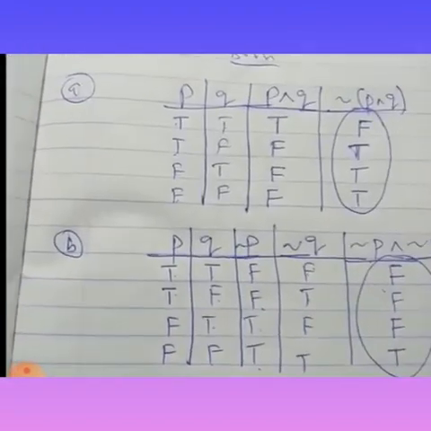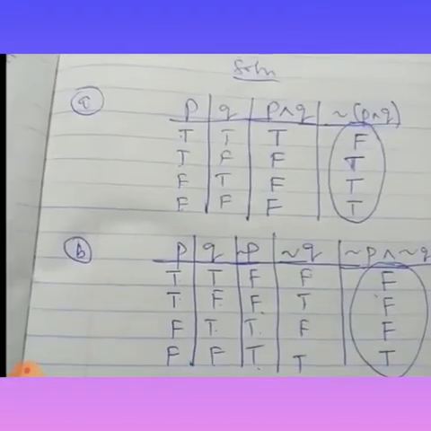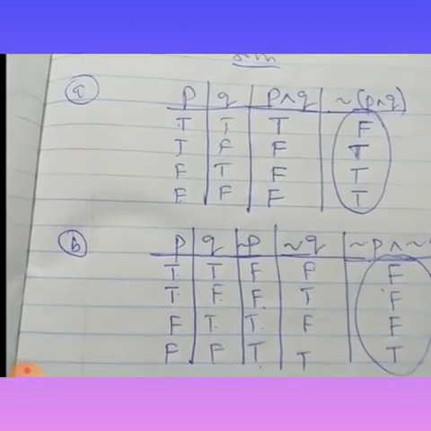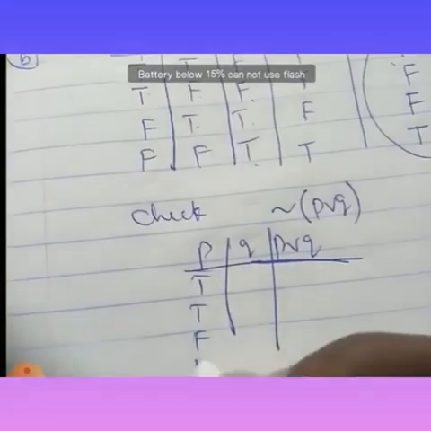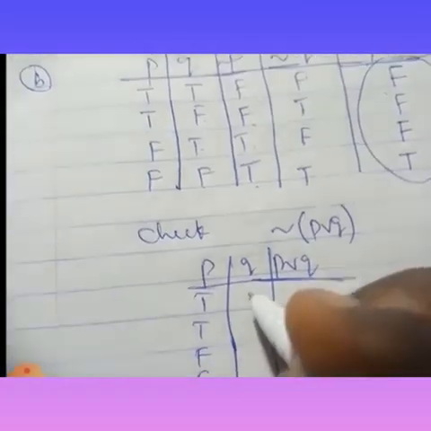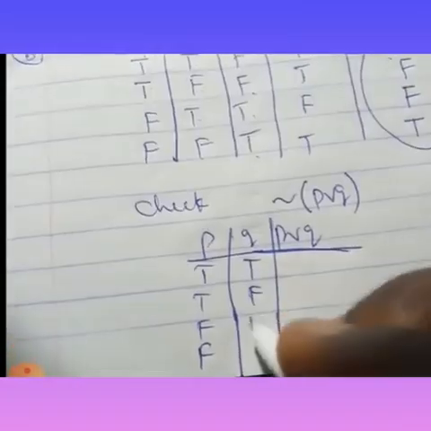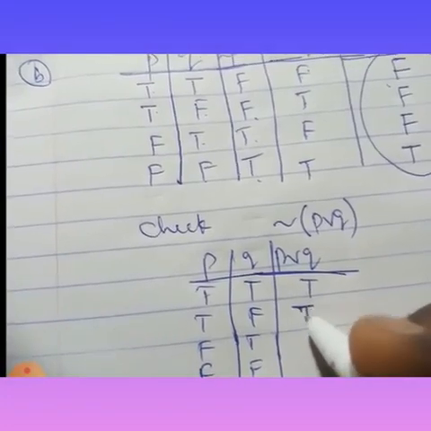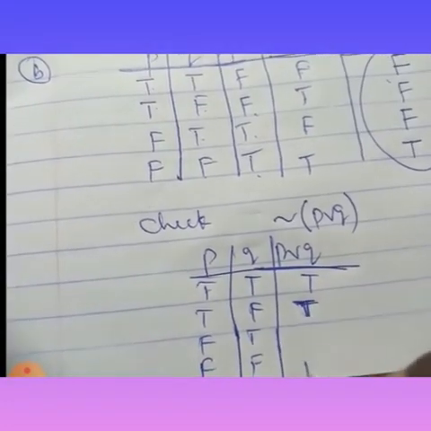Let's check. We want to check negation of P or Q. Of course, we need to get P or Q first. We have P, Q, true, true, false, false, and true, false, true, false. So this or this will be true. The only false we have is this. This will be true.